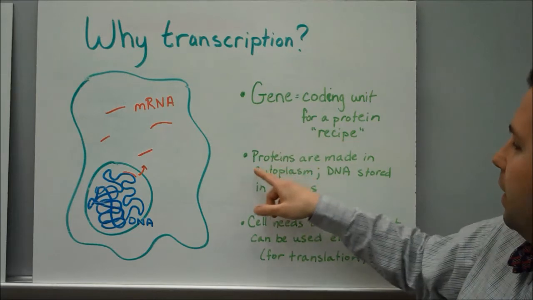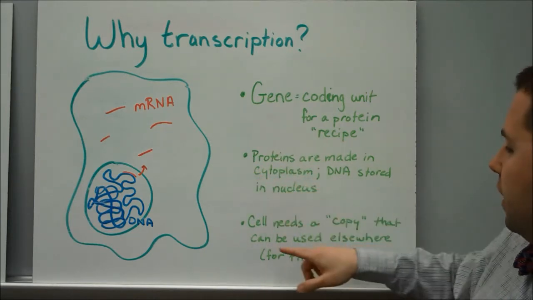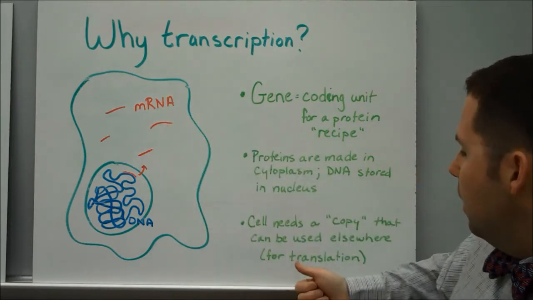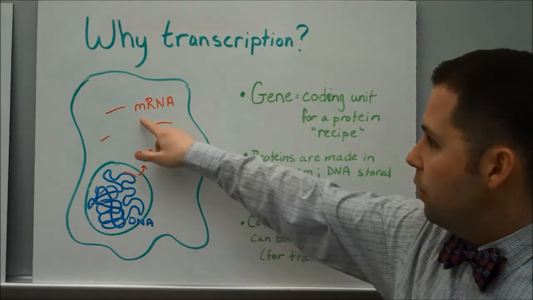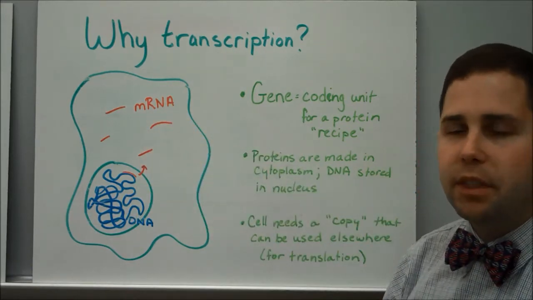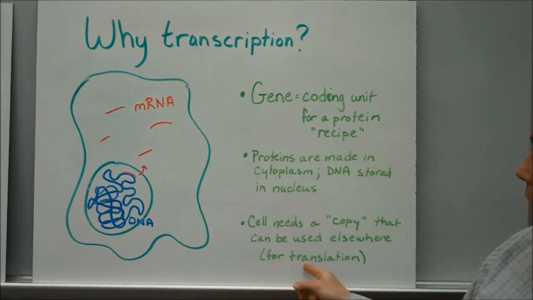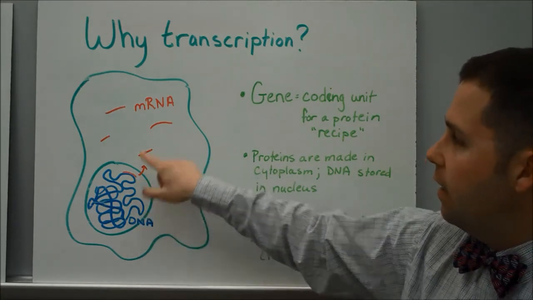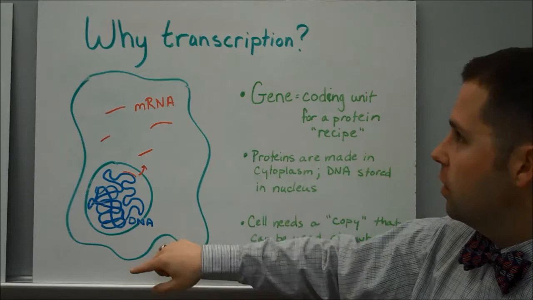So the proteins are made in the cytoplasm, DNA stored in the nucleus, so the cell makes these copies, these mRNA copies, to be used elsewhere. So the formation of these mRNA copies is known as transcription. Later on, we'll use these mRNA copies for translation, but for now we're just focused on the DNA to RNA transition, which is called transcription.